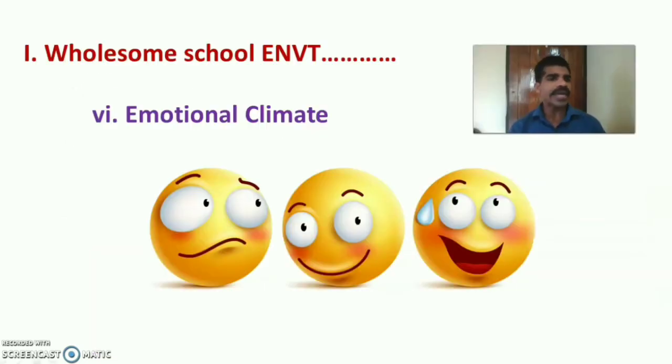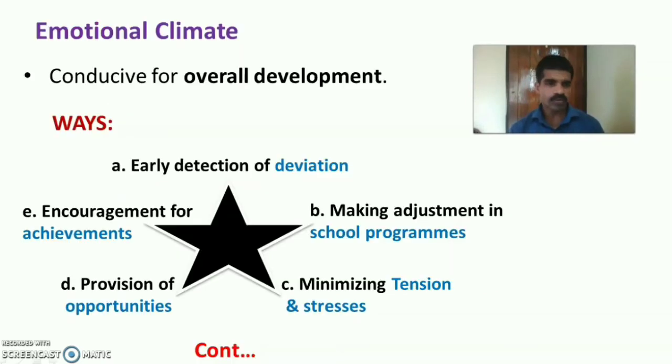The sixth main area under wholesome school environment is emotional climate. The climate should be conducive for the overall development of the student or the personality development of the scholar. There are 5 different ways. First way is early detection of any deviation from the scholar. Then making adjustment in school programs. Minimizing tension and stresses among the students. Provision for opportunities. Then encouragement of their achievements.